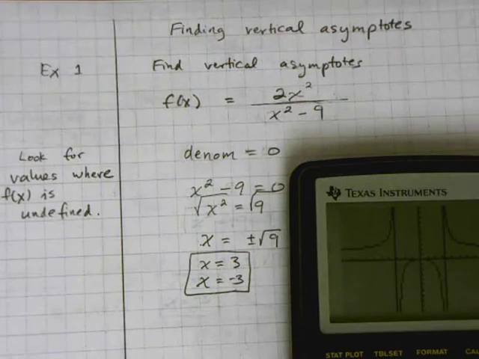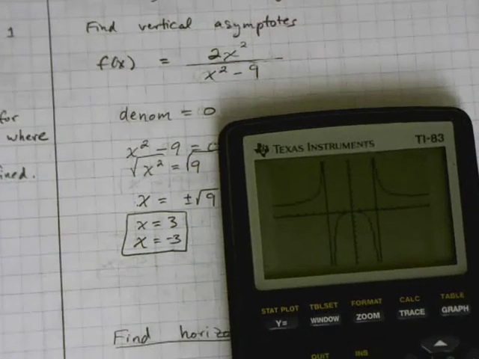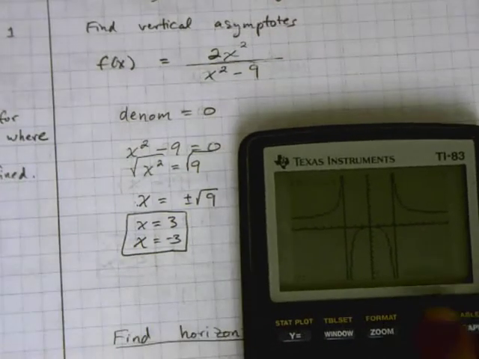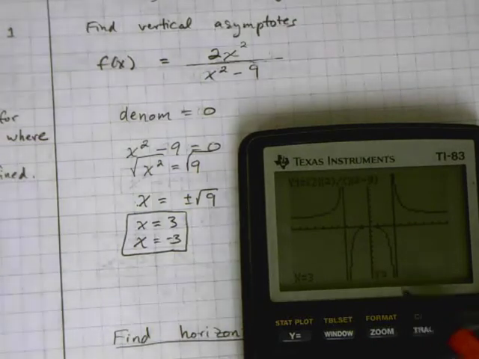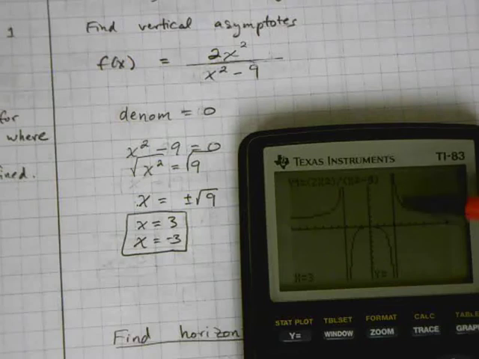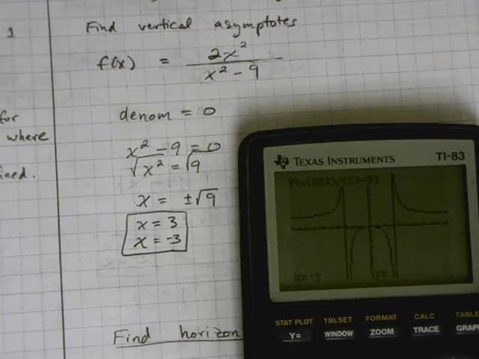My TI-83 has a really nice feature in the trace. If I hit trace and I hit 3, x equals 3, you can see here that y is equal to blank. That means it's undefined there, and that's where the vertical asymptote occurs. I can try the same thing with x equals -3, and I have a similar result where y is just blank, because at x equals -3 the graph is undefined.